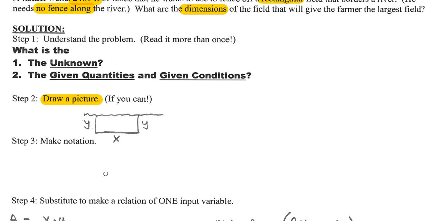Step 3 is make notation. I made the notation for the parts that run perpendicular to the river y, and the part that runs parallel to the river, that fence, I called x.